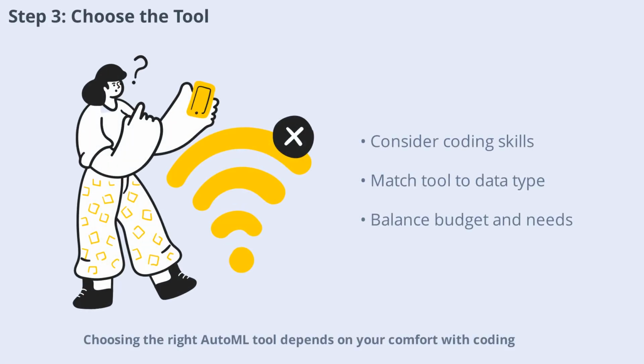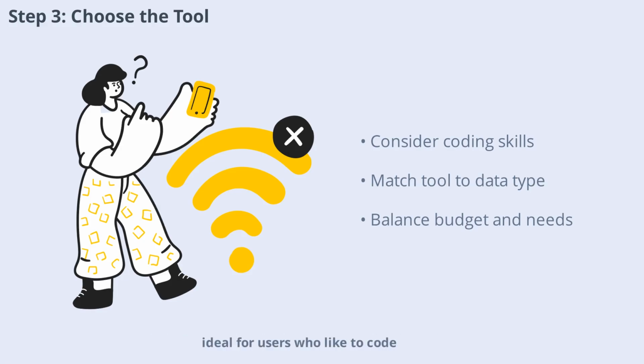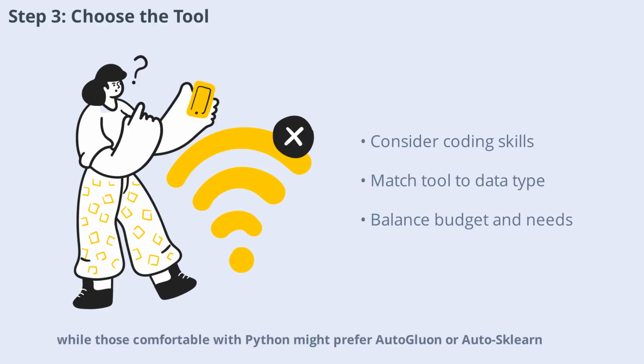Choosing the right AutoML tool depends on your comfort with coding, available infrastructure, budget, and the type of data you have. Vertex AI AutoML is a managed cloud platform, perfect for those who prefer a dashboard interface. AutoGluon and AutoSklearn are Python libraries, ideal for users who like to code. Beginners who want a guided experience may lean toward Vertex AI, while those comfortable with Python might prefer AutoGluon or AutoSklearn. Your choice should fit your skills and project needs.